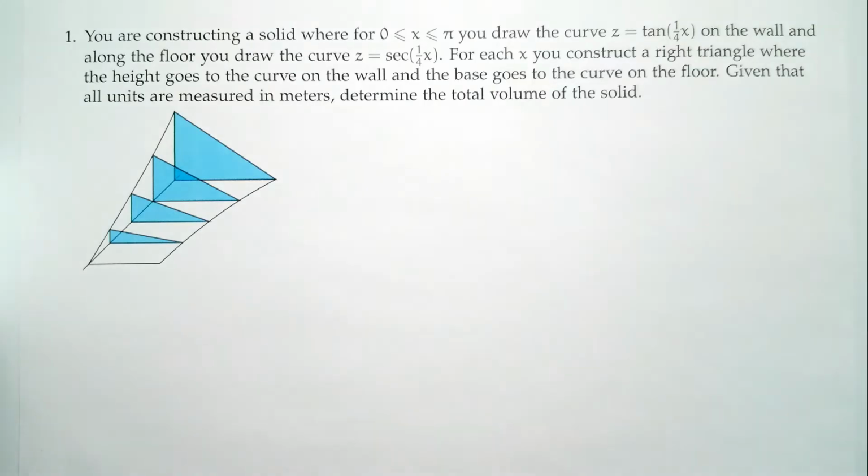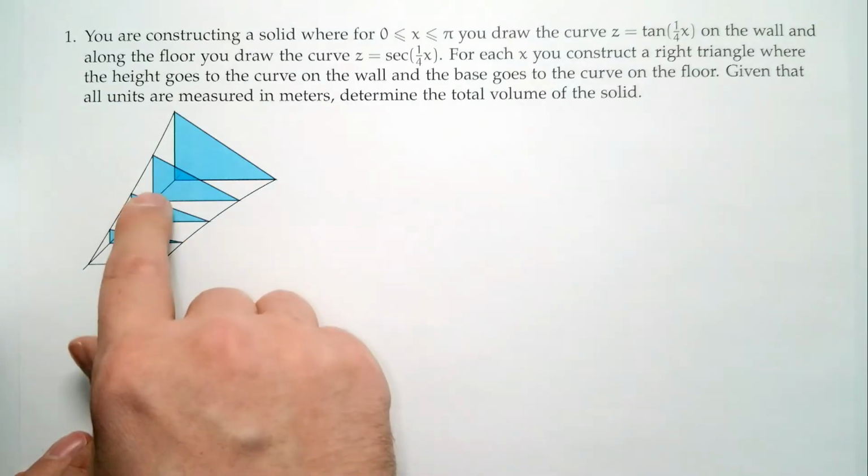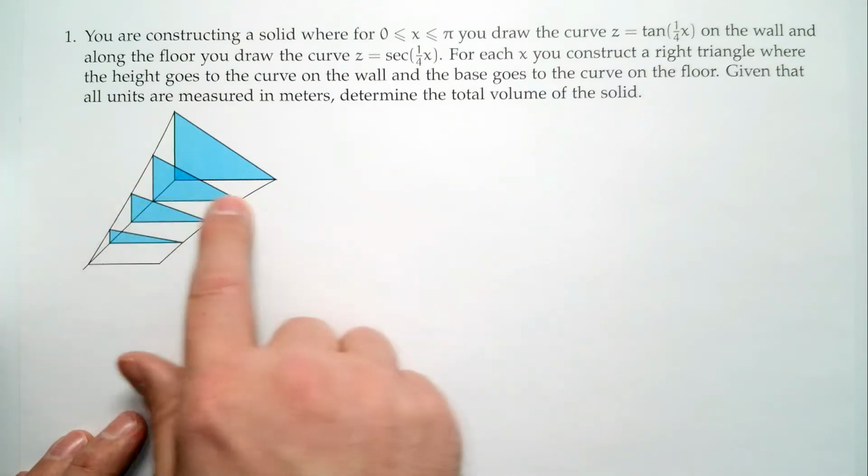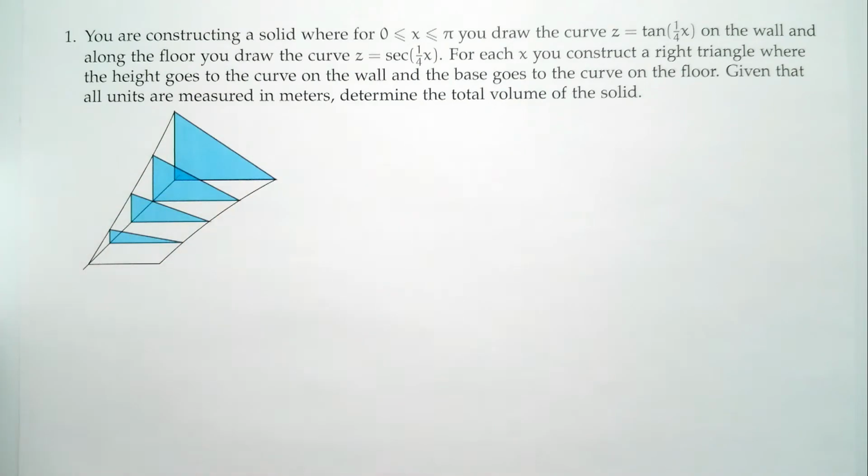And then for each x, you construct a right triangle where on the height, you go up to the curve on the wall. On the base, you go out to the curve on the floor. And the question is, what's the volume? And everything here is measured in meters.